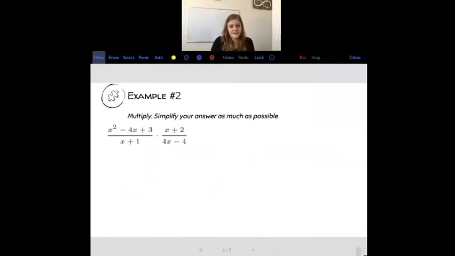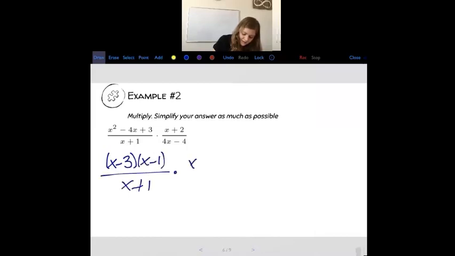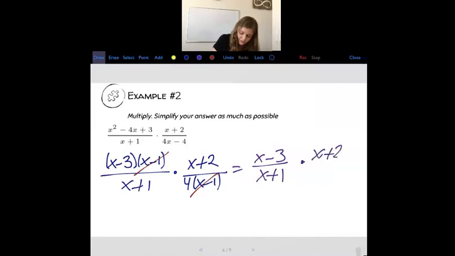Multiply. Simplify your answer as much as possible. So again, we're going to factor everything. With x squared minus 4x plus 3, you would look for two numbers that multiply to give you 3 and add to give you -4. So we have x minus 3 times x minus 1, divided by x plus 1 times x plus 2 over, with 4x minus 4, we can take out a 4, and we'd have x minus 1 left. So here the only things that can cancel are the x minus 1's. So now what we have is x minus 3 over x plus 1 times x plus 2 over 4.